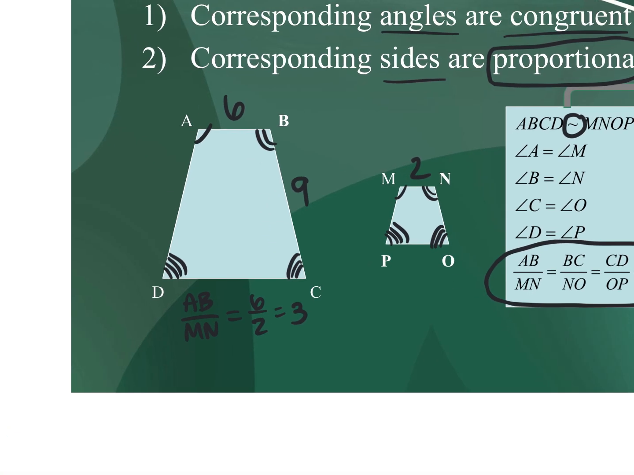So if BC was, for example, 9, what would NO have to be? It would have to be 3, because 9 over 3 is equal to 3. If AD was also 9, what side do we now know from the other figure? MP, which is 3. And if I told you that DC was, I don't know, 15, what would PO have to be? 5, because 15 over 5 is 3.